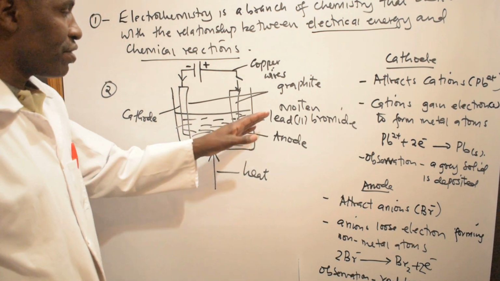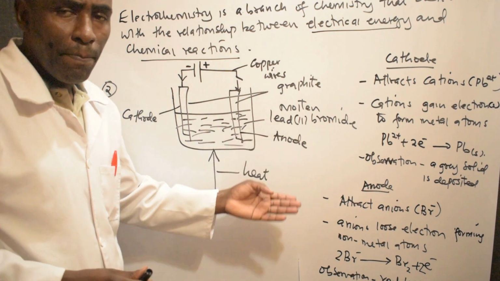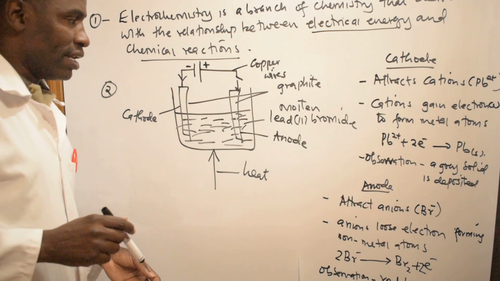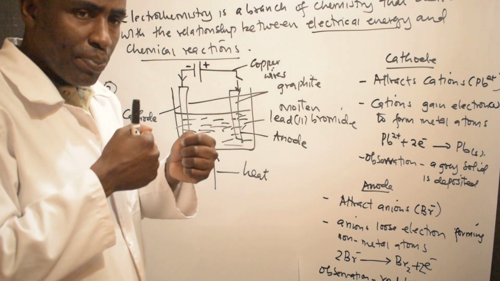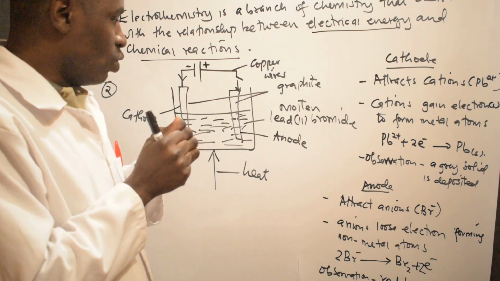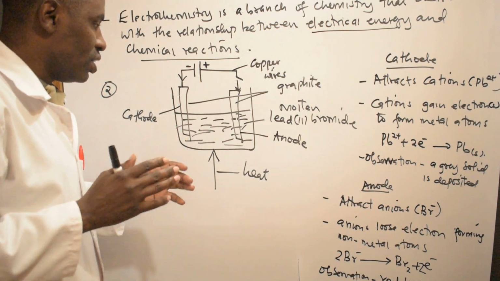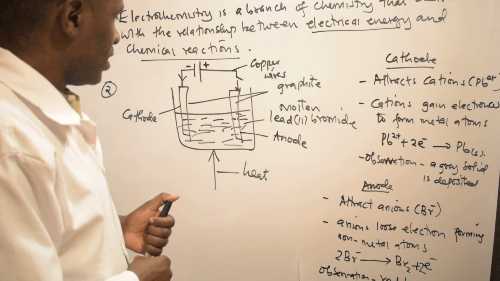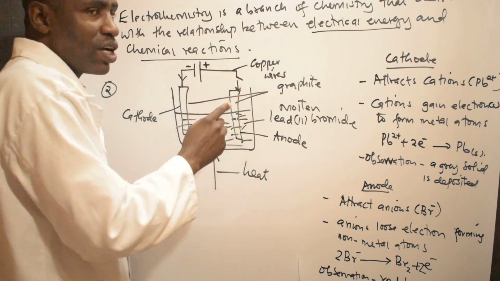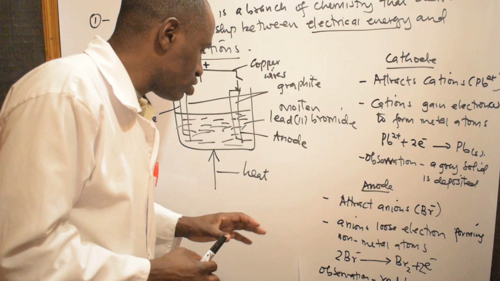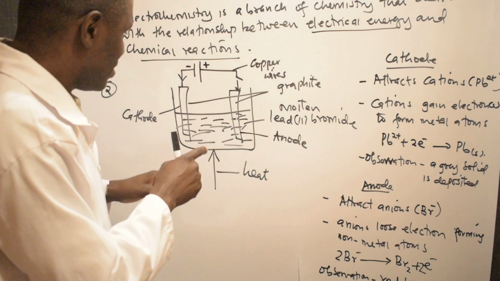Why? Because if this lead-2 bromide happens to solidify, then on solidifying the ions will be brought back together, and they will be joined by the ionic bonds, and therefore they will not move. And if they're not going to move, then the circuit will not be complete, and therefore no reactions will be expected at the electrodes.